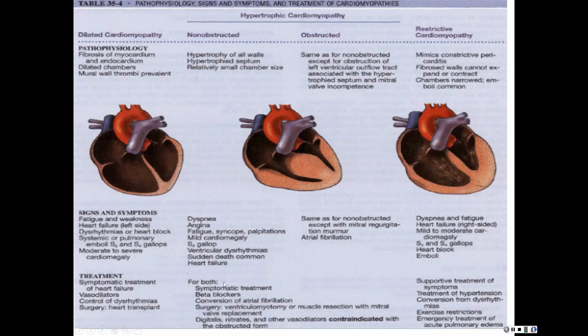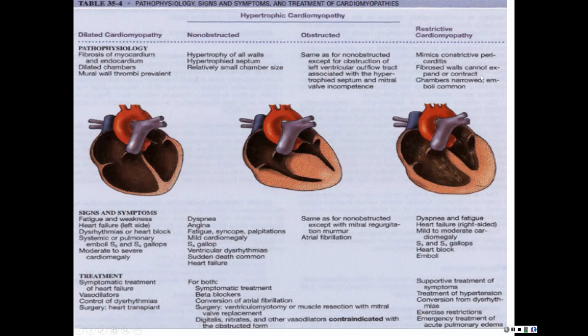So they treat both forms the same. Treat the symptoms, beta blockers, conversion if they've got atrial fib and if they're a candidate for that, except for the obstructed one. Let's see, here the obstructed, it says that except for obstruction, left ventricle outflow tract associated to hypertrophic septum and mitral valve incompetence. So it's the same treatment, except that we don't give the nitrates, digitalis, and all that. That's about what I'd want you to know the difference of those.